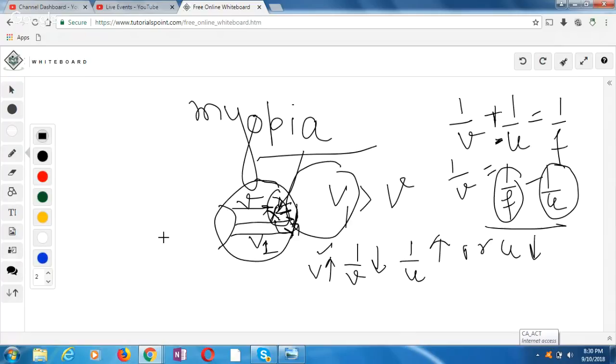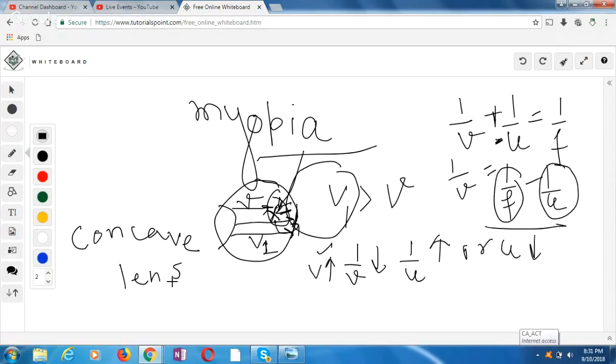So it means that in myopia, I have to use such a lens that, by using it, the distance between the human eye and the object should reduce. Which lens can help me do so? In this particular case, we use a concave lens.